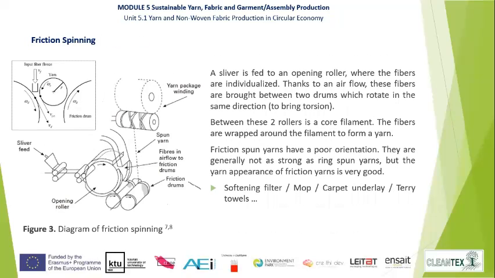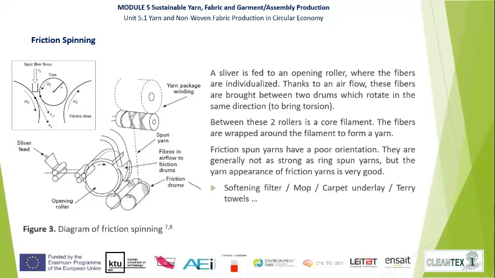The last process is friction spinning. In this process, a sliver is fed to an opening roller where the fibers are individualized. Thanks to an airflow, these fibers are brought between two drums, which rotate in the same direction. This detail is really important because the fact that they rotate in the same direction will bring torsion to the yarn. And between these two rollers is a core filament. The fibers will be wrapped around the filament to form a yarn.